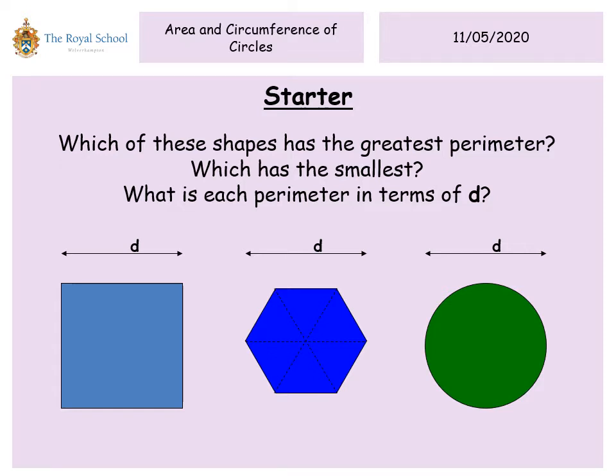So starter: which of these shapes has the greatest perimeter? And then which has the smallest? And what are those perimeters in algebraic terms, in terms of d, the length that is given on the shape itself? So if you'd like to pause the video until you're ready to go through this, and then we'll go through what you should have got.